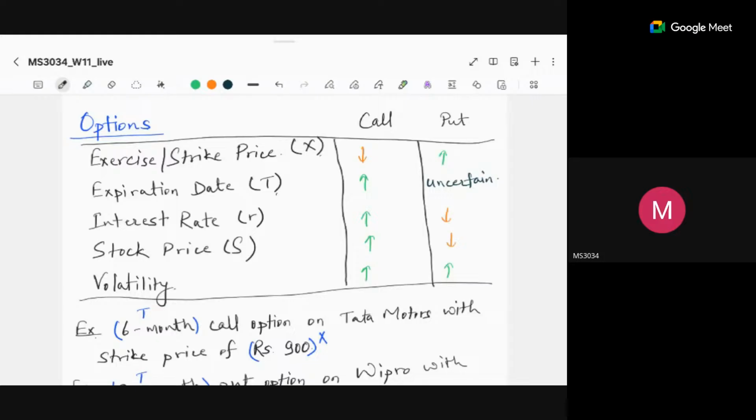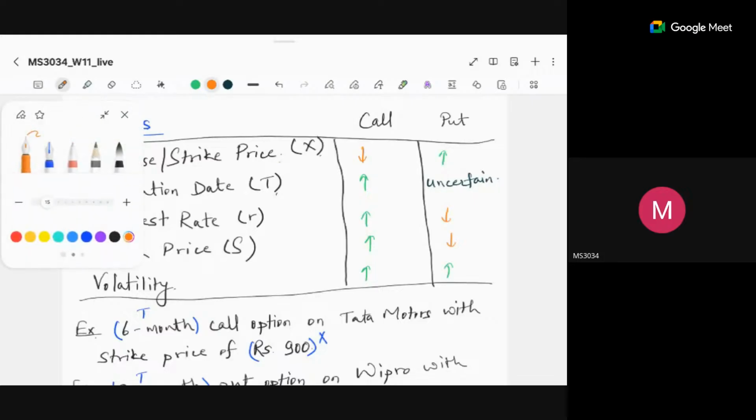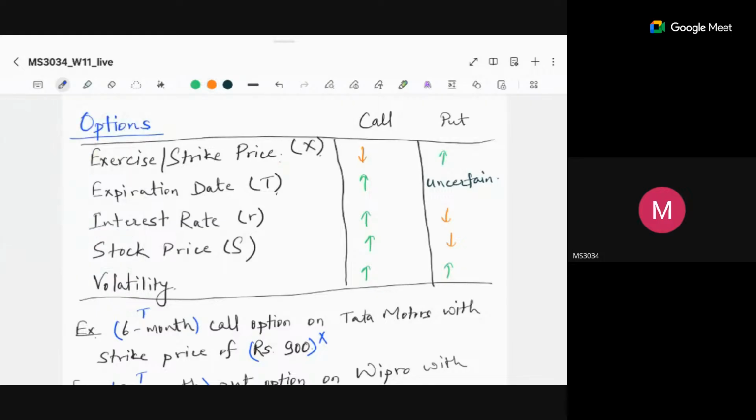Okay. So in the last session also we discussed some options. There are two types of options: put options and call options. And what is a call option? A call option gives you the right to purchase, and a put option gives you the right to sell. Okay. And there are a few features associated with an option.